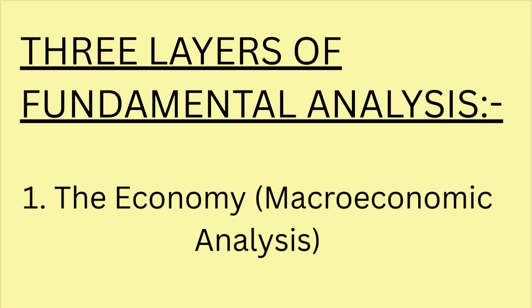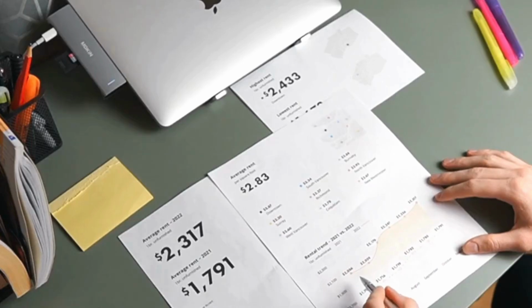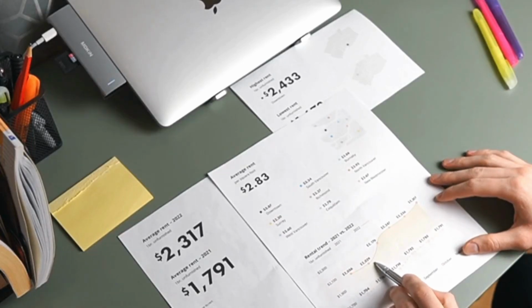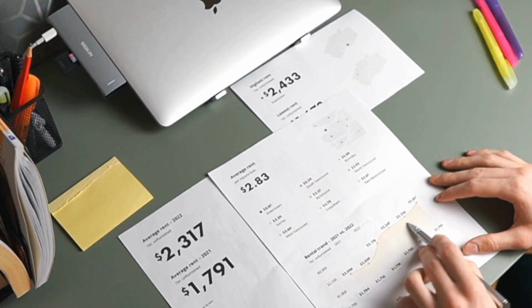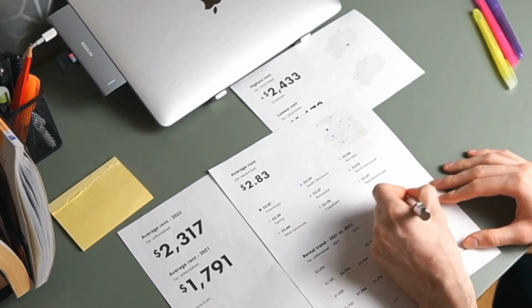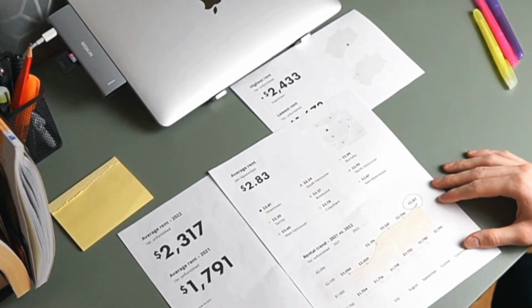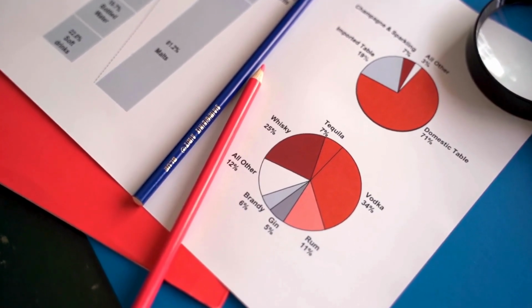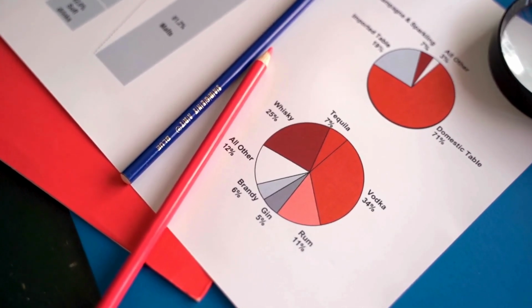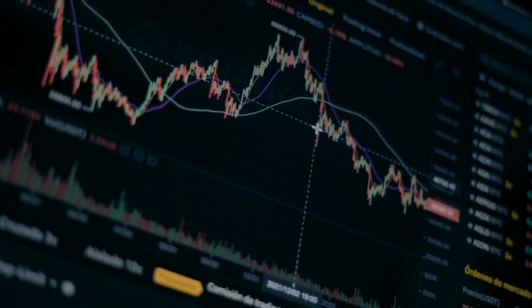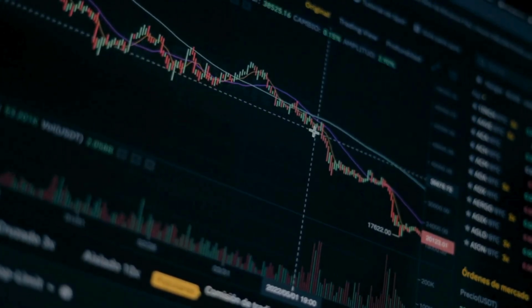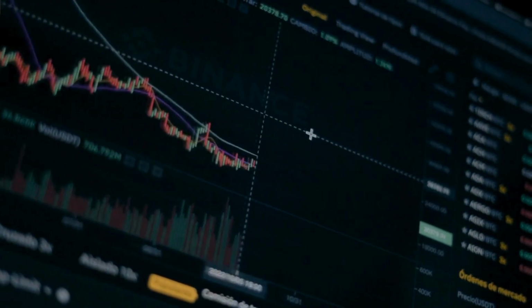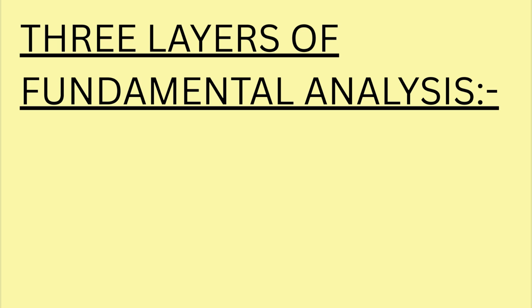3 layers of fundamental analysis. 1. The economy, macroeconomic analysis. A company does not exist alone. So we study the broad environment first. We look at GDP growth, inflation levels, interest rate changes, unemployment trends, and consumer confidence. Rising interest rates slow borrowing. High inflation affects costs. Government policies, both fiscal and monetary, also influence business performance.